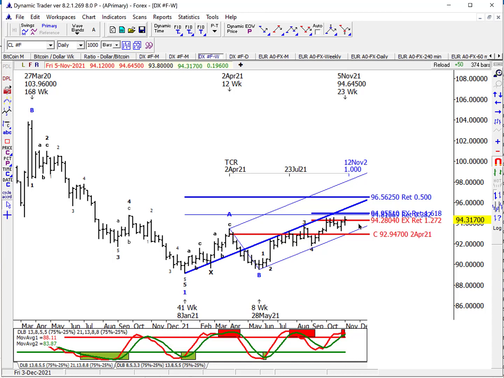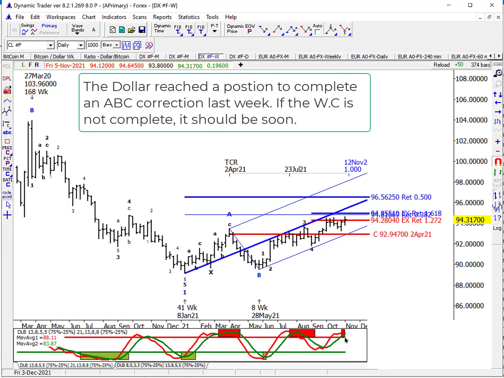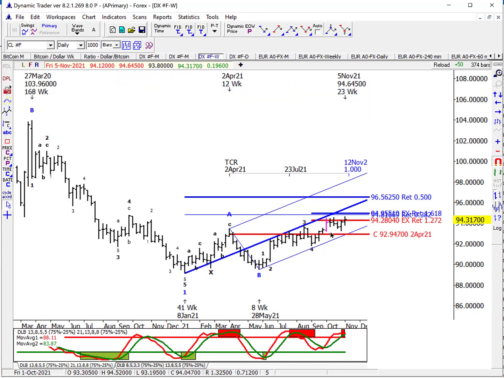So let me review just a little bit of the technical position. As of this past week, the dollar is what we call dual look back overbought in the weekly momentums, and that's a position which warns that it's near a weekly high. And boy, look at this lethargic advance since this impulsive decline into the January low, very characteristic of a correction.